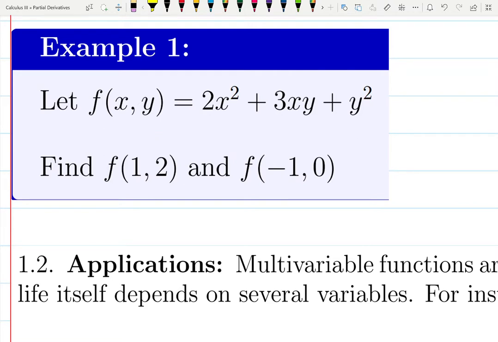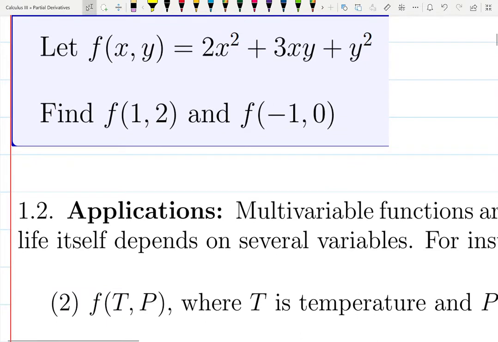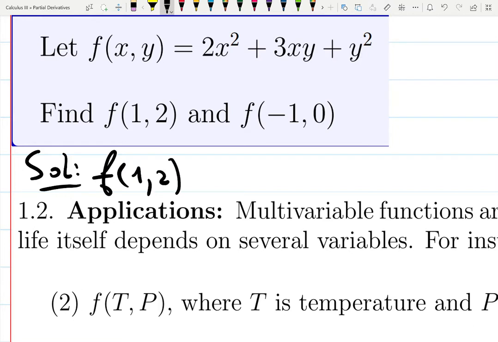2x squared plus 3xy plus y squared. Find f of 1 and 2, and the other one I don't want 2, just 1. Let's do 1. So solution. How would you do it? What is f at 1 and 2?